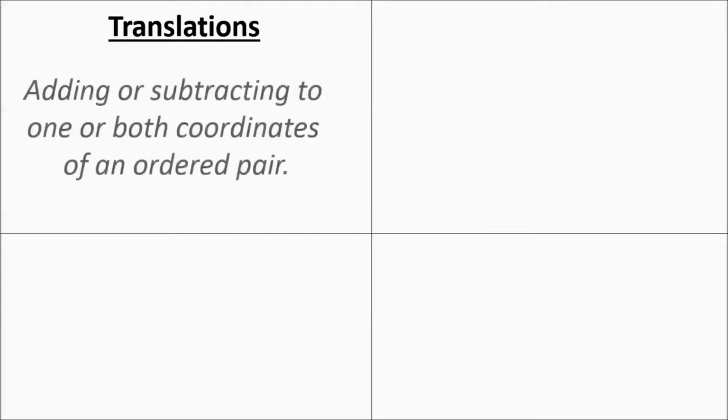So now what we're going to do is talk about individual ordered pairs and how they change when you apply these different transformations. For translations, that's when you add or subtract to one or both of the coordinates. You're adding to the x or subtracting from x. Same thing with the y's. You could add or subtract something to it.